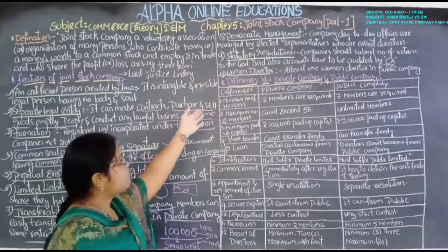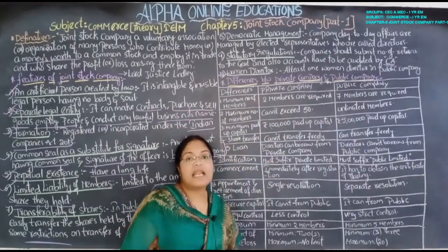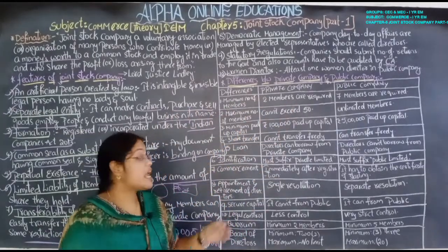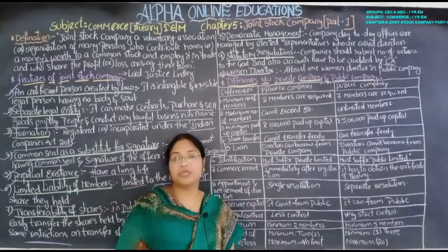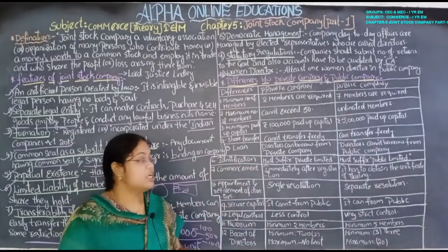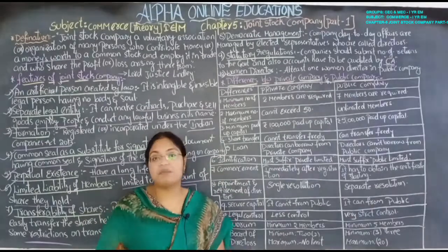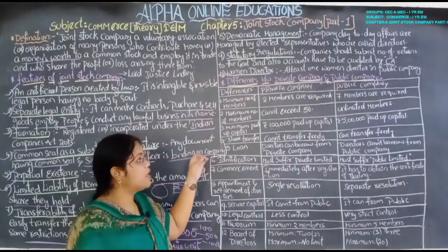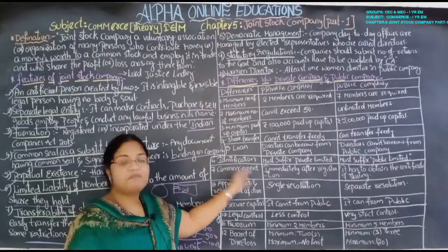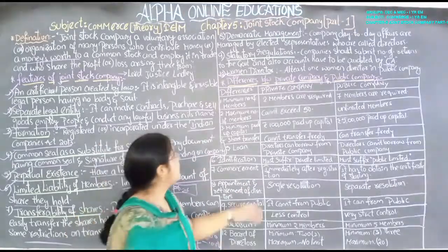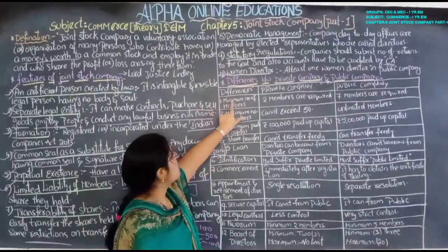Now let us see the differences between the private company and public company. It is very easy and it is a very important question in your exam. It may be asked for 10 marks or for 5 marks, but 100% it will be asked. Okay, let us see the differences.